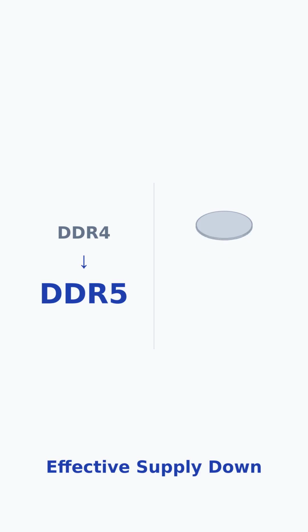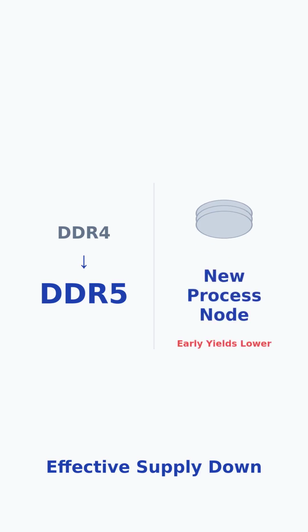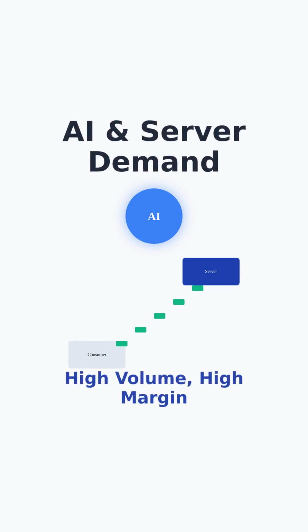Second, capacity and process transitions can tighten supply. When the industry shifts to a newer generation, like moving from DDR4 to DDR5 or to a newer manufacturing process, yields can be lower at first. Lower yields mean fewer usable chips per wafer, which effectively reduces supply and pushes prices up until production stabilizes.